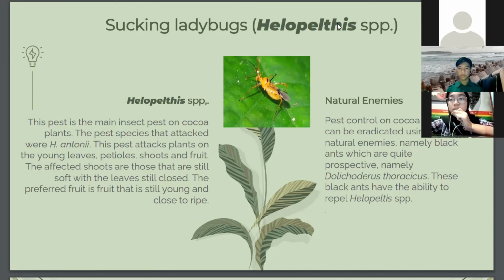For the natural enemies, pest control on cocoa plants can be done using natural enemies, namely black ants, which are quite prospective, namely Dolichoderus thoracicus. These black ants have the ability to repel Helopeltis sp.